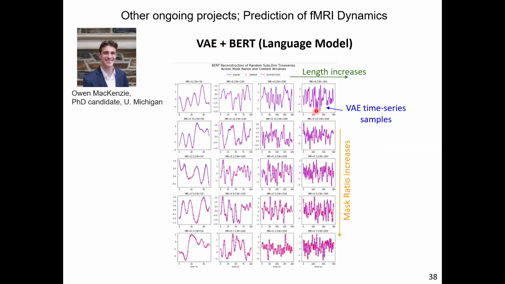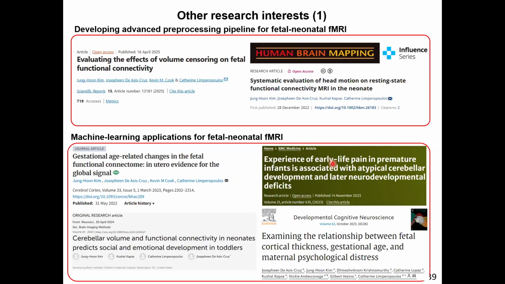the BERT model could predict the activity of the latent variable very well, suggesting there is a potential that we can use the BERT model to either predict the fMRI dynamics, or to reconstruct fMRI activity patterns that were contaminated by motion or head motion. So this is all about my research, especially using the VAE models.